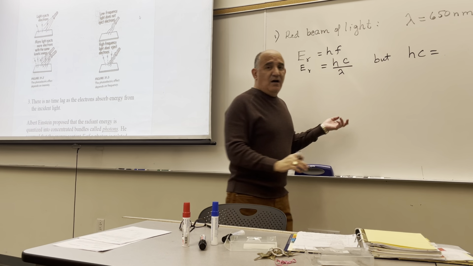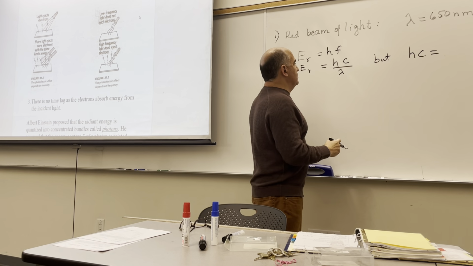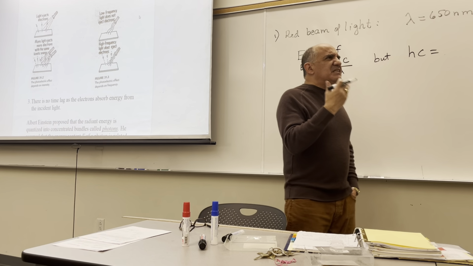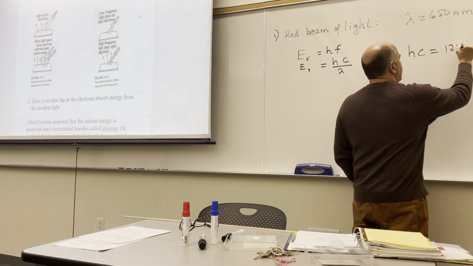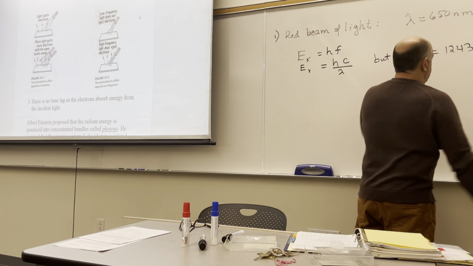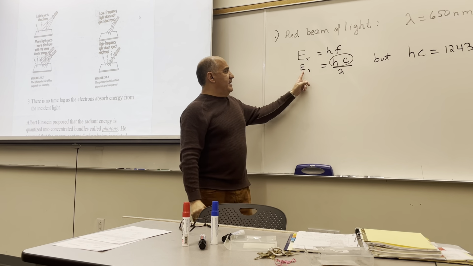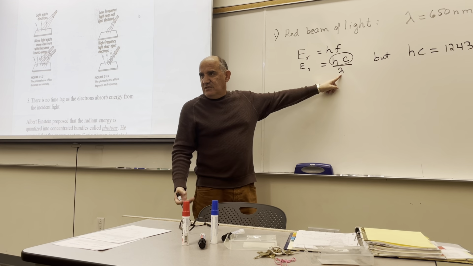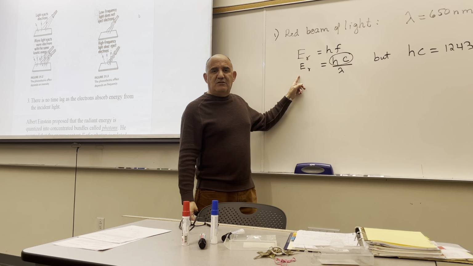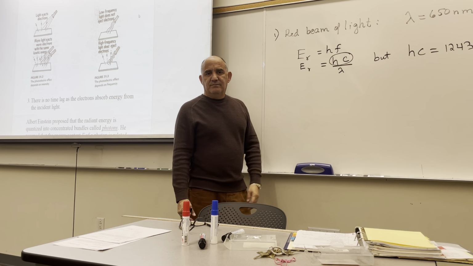if you multiply Planck's constant by the speed of light, and you convert this to energy in electron volts, and this is in nanometers, this is 1243 electron volts times nanometers. From this expression over here, what must be the units of hc? It would be an energy multiplied by a wavelength, or some distance. It would be joules multiplied by meters. If you convert the joules to electron volts, and the meters to nanometers, you get that number, okay?